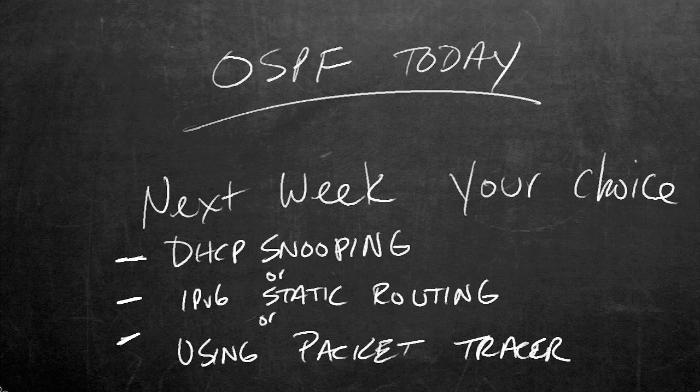it can be DHCP snooping, which is a great way to prevent what I did back in the 90s on wireless networks, not realizing it was pretty darn malicious. But DHCP, if it's not protected, can be very much compromised and used against the network, or IPv6 static routing, or Packet Tracer.